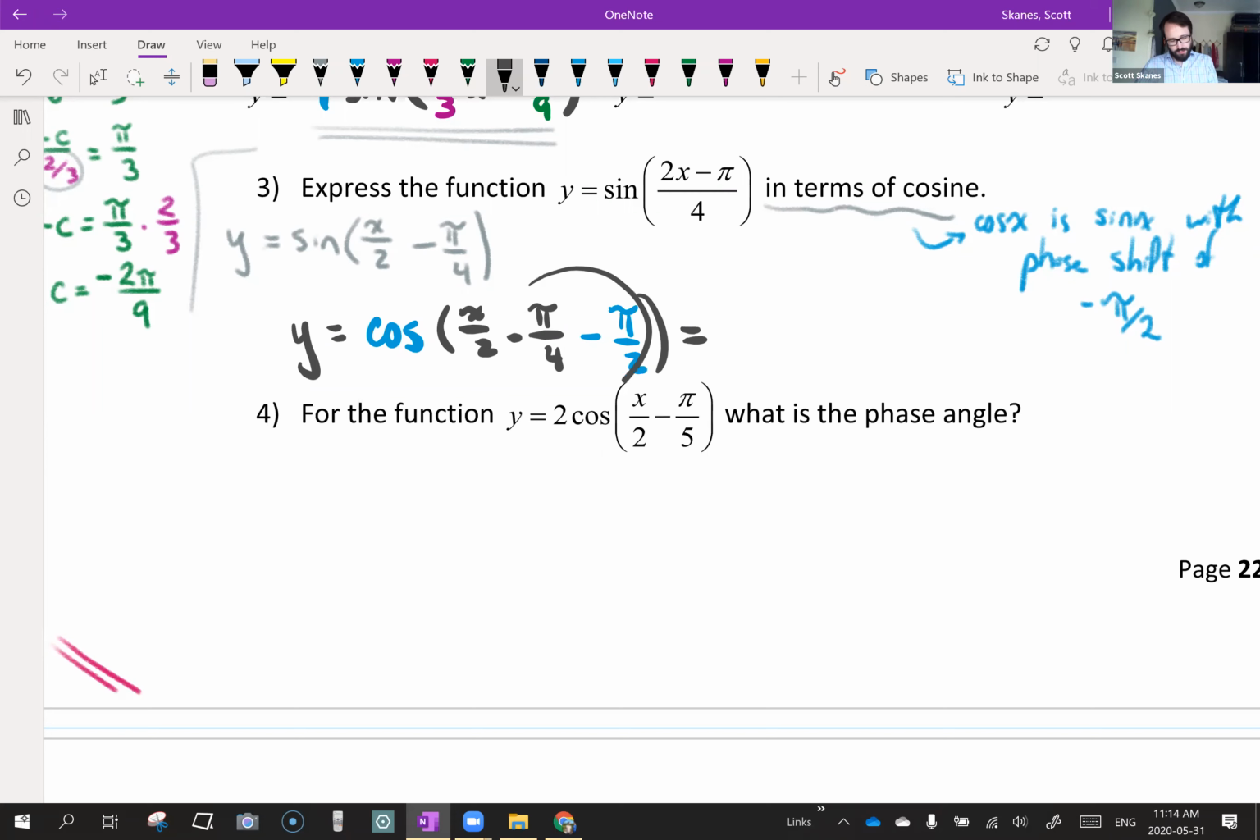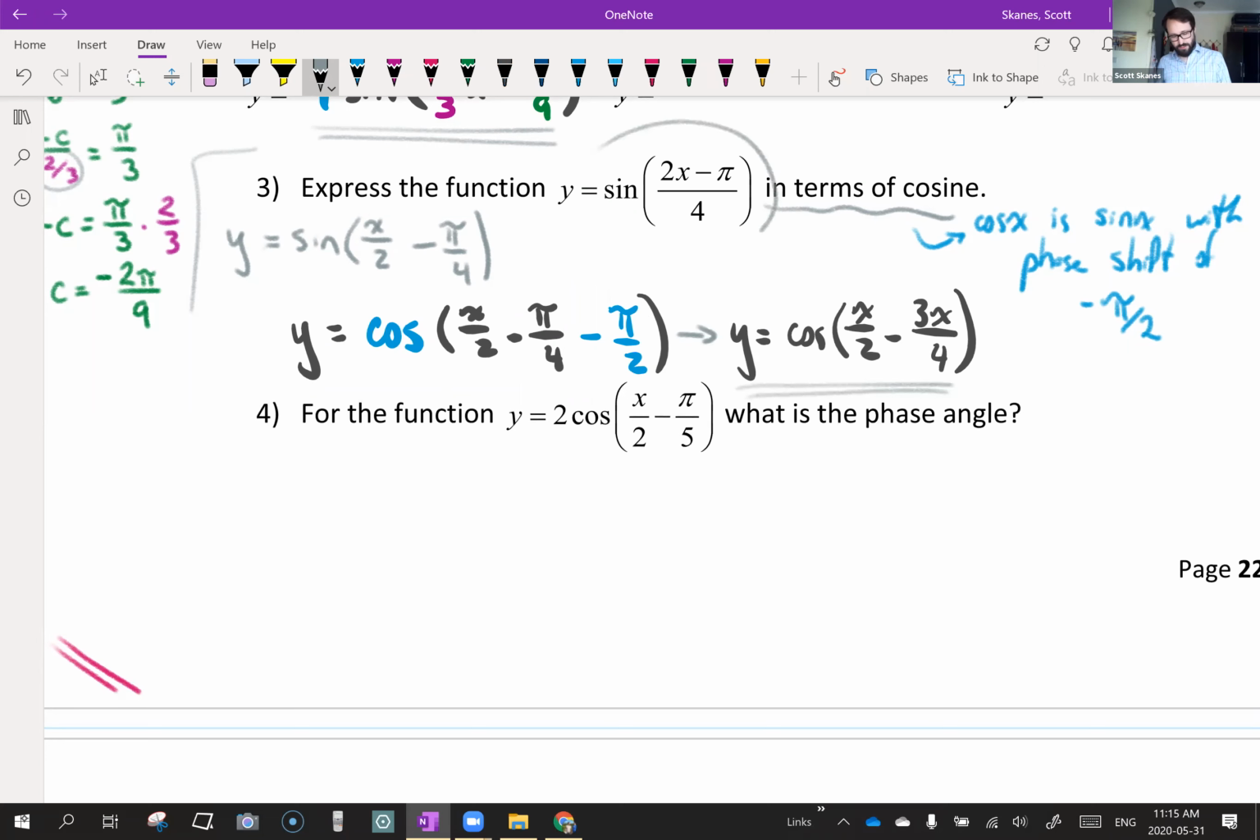If you put this in your calculator, pi over 4, pi over 2, you'll get the answer to be 3 pi over 4. That's our final answer. Okay, and if you were to graph this and this on Desmos, they would both come out. They would be the exact same function. I'm not going to do that now because I don't want to waste the time.